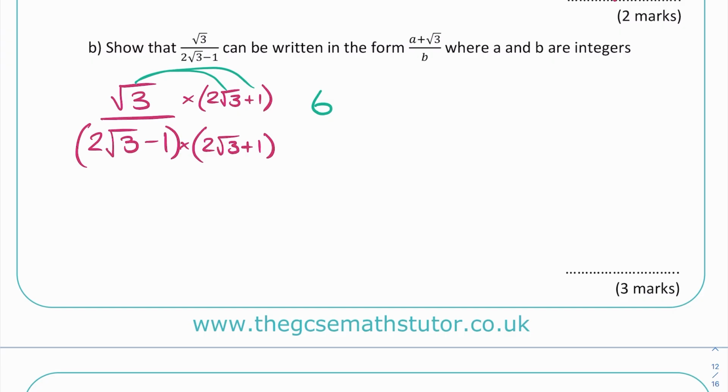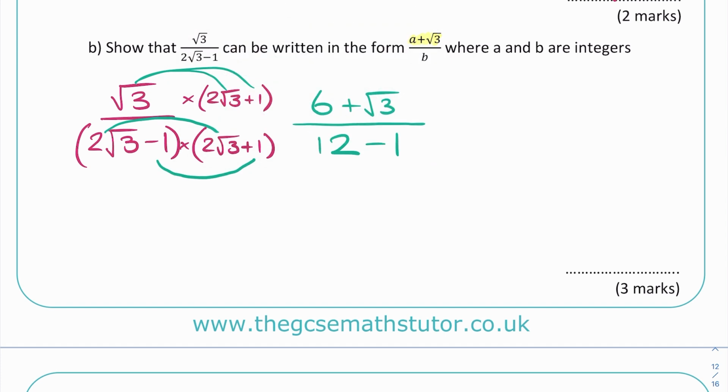Root 3 times 1 is just root 3, so 6 plus root 3. And that's already matching what it wanted on the top, a plus root 3. On the bottom, we have a difference of 2 squares, so I don't have to multiply all 4. I can do 2 root 3 times 2 root 3, which is 4 times 3, which is 12. And then I can just do the negative 1 times the positive 1, which is minus 1.